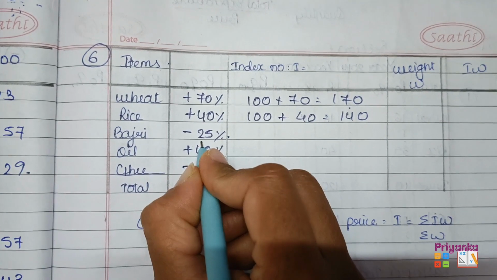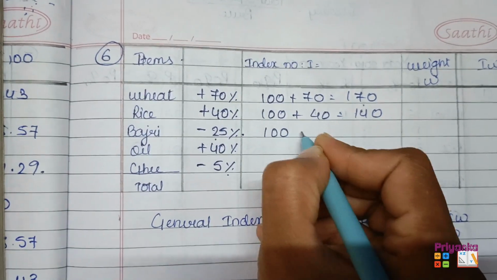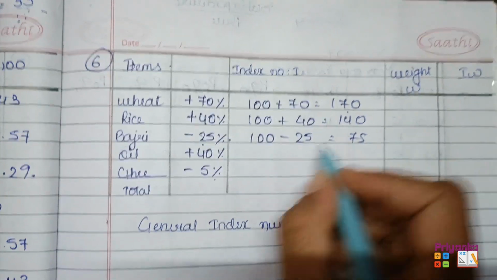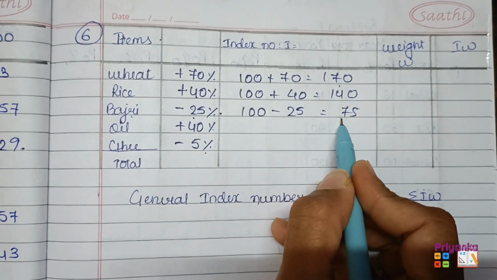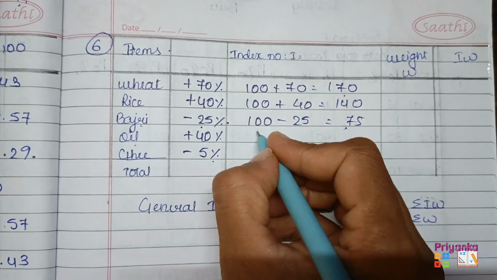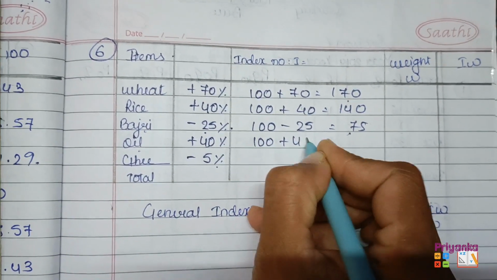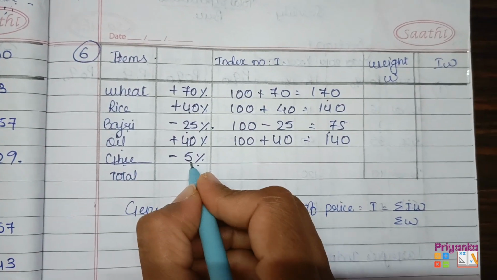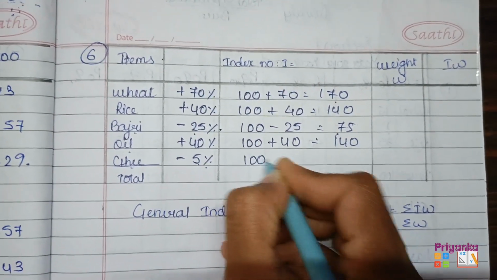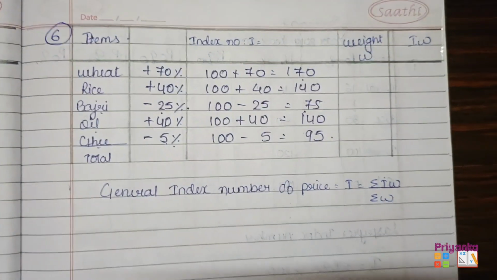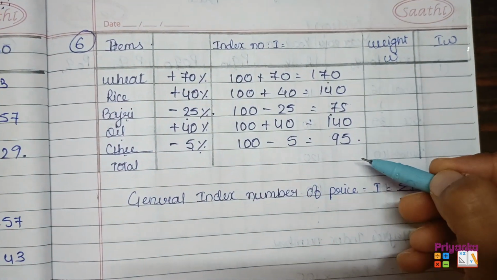Now reduction of 25% means 100 minus 25%. Here we get the index number of bajri as 75%. Next, increase of 40% in oil, that is 100 plus 40%, that is 140. And ghee reduced by 5% means 100 minus 5%, so the ghee value becomes 95. That's how we found the index numbers.